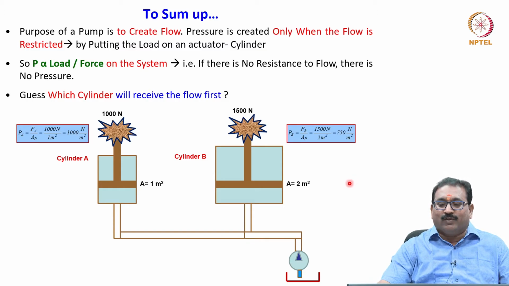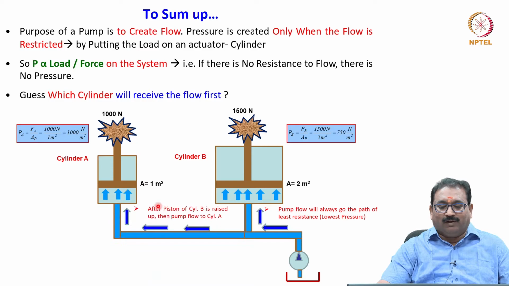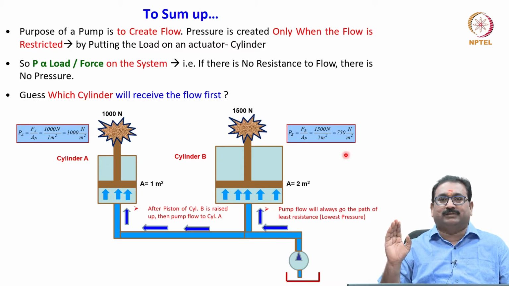Then which one will receive the flow now, can you please tell me? Yes, because pump flow will always go to the path of least resistance, the lowest pressure. Only after cylinder B is raised up will the pump flow go to cylinder A. This is a very simple calculation that gives you the idea where the flow moves. Always the flow moves in the path of least resistance.